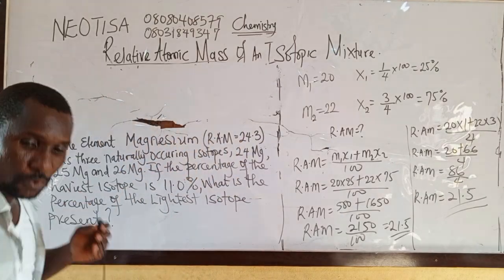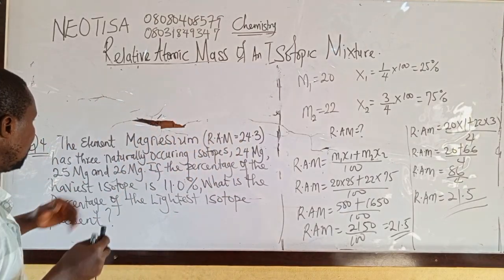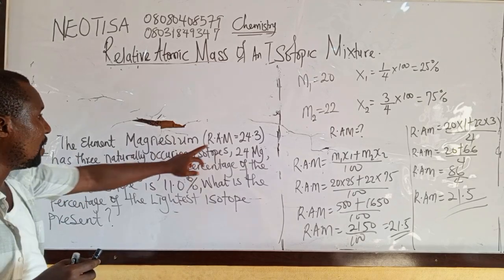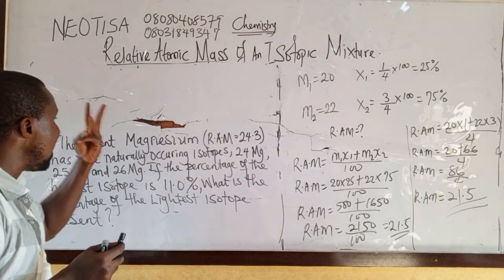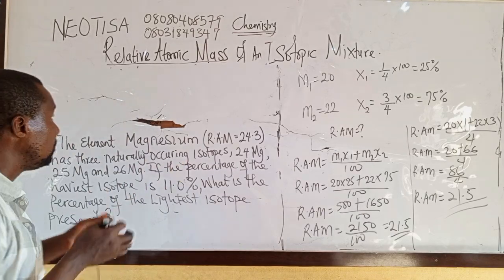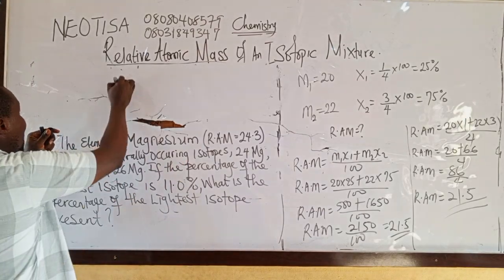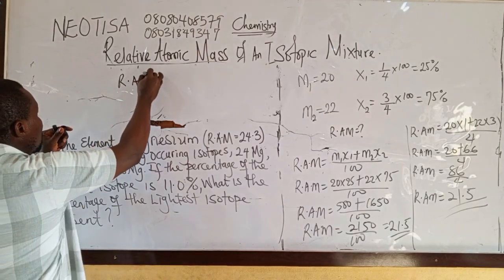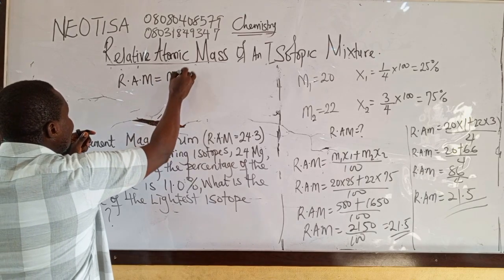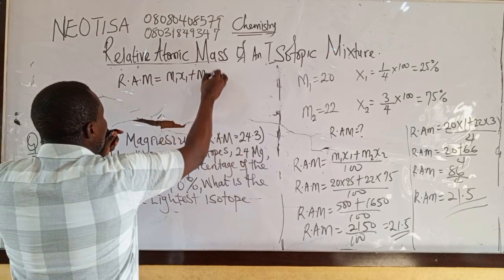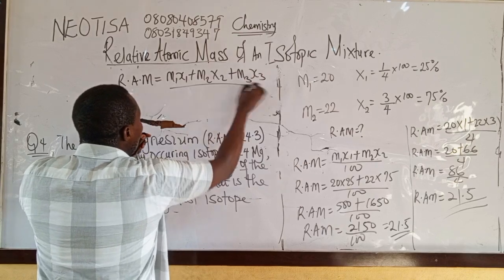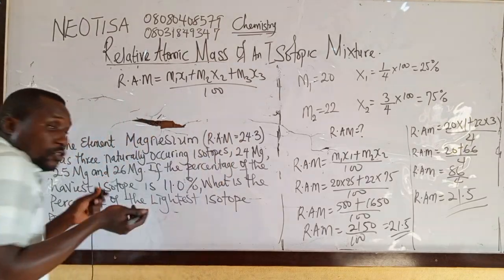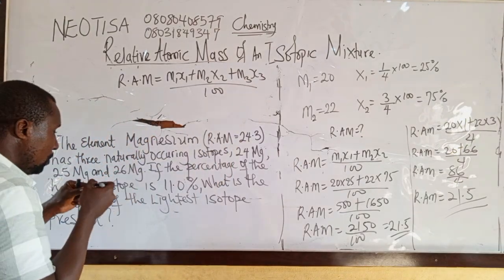Okay, look at this second one, the assignment I want to give you. Relative atomic mass is given as 24.3. Three isotopes are there in this one. That is the formula to use for three isotopes: RAM equals M1 X1 plus M2 X2 plus M3 X3 over 100.